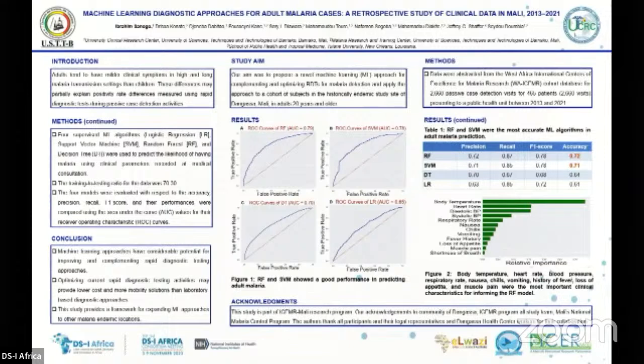I would like to present the main method. We start by extracting data from the West Africa database for 2,660 visits from 65 patients, and the data has been cleaned, and we built four machine learning models, and we try to predict the likelihood of having malaria among the adult cohort.